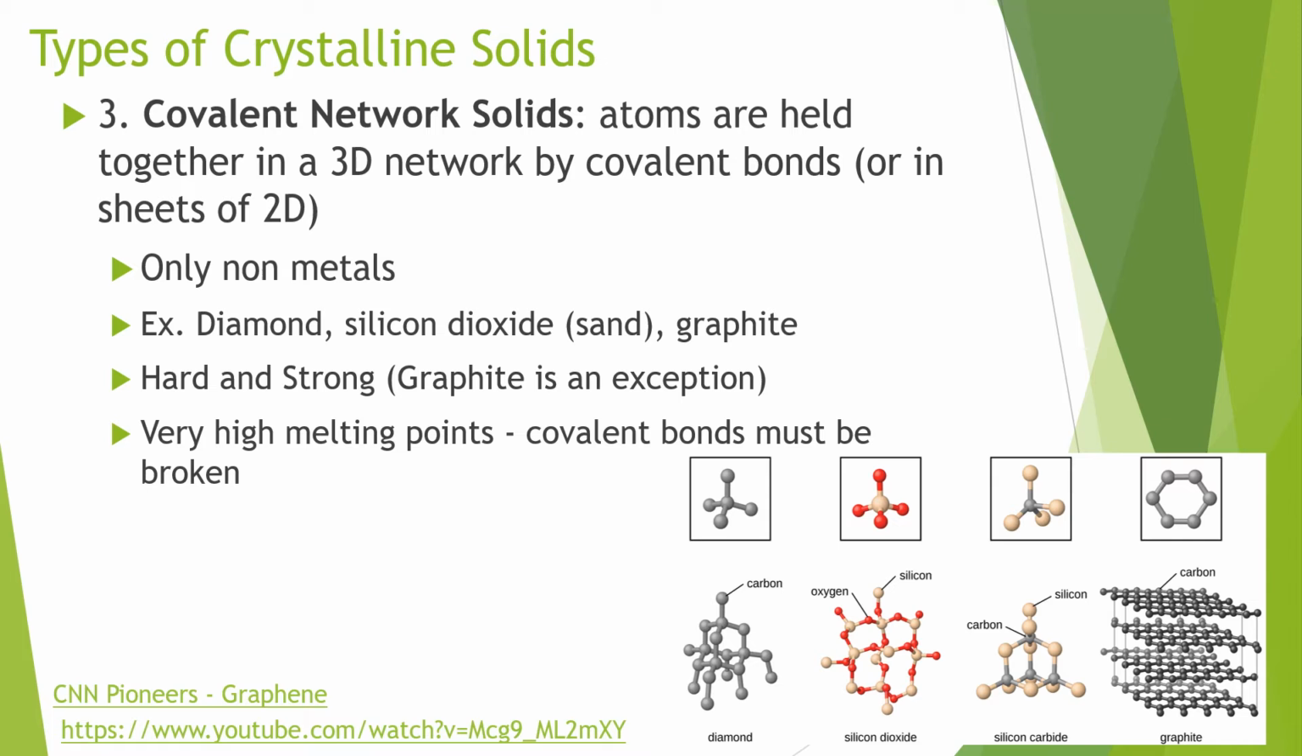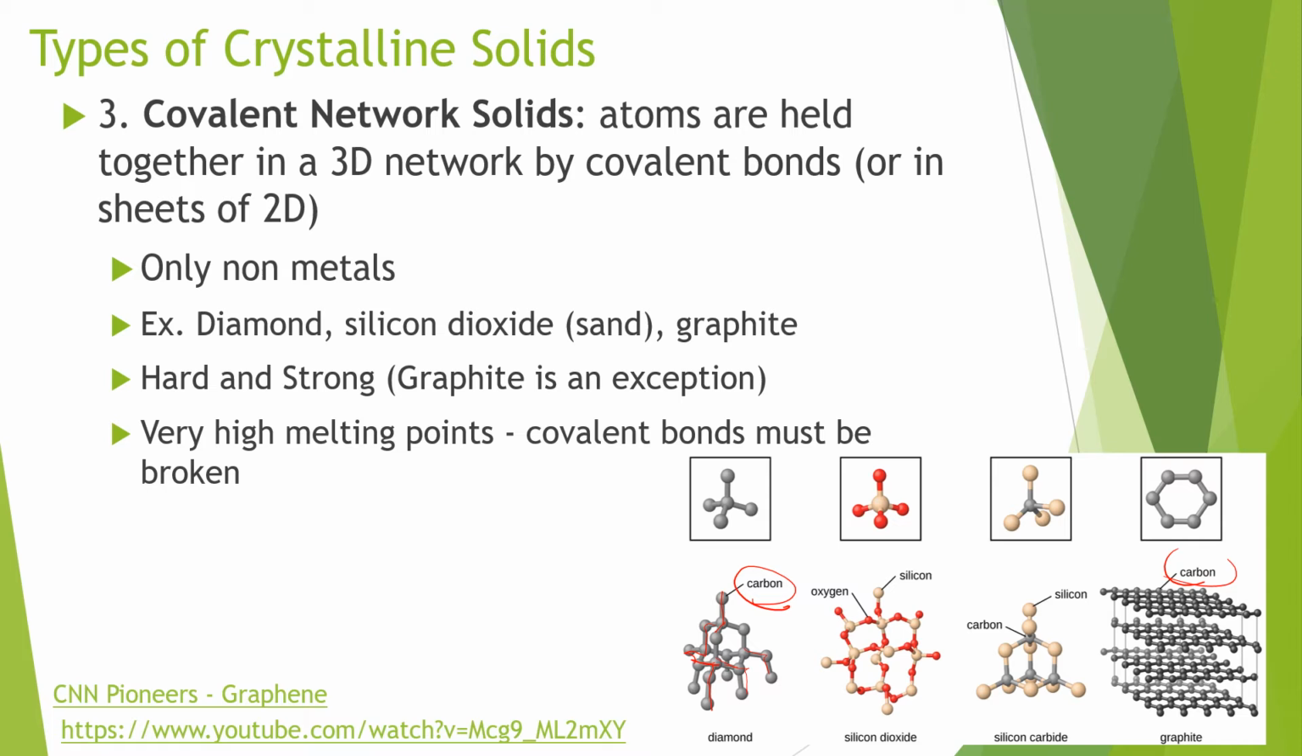Some examples are diamond. Something that's really interesting to point out is that diamond and graphite are both made out of carbon. They're both covalent network solids. The difference is that diamond is in a 3D network. So all these carbon atoms are covalently bonded in these large structures that make it extremely hard and strong.